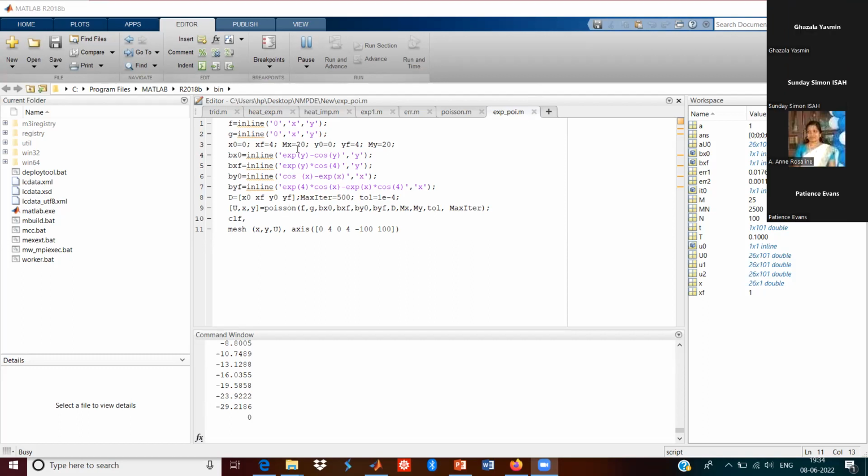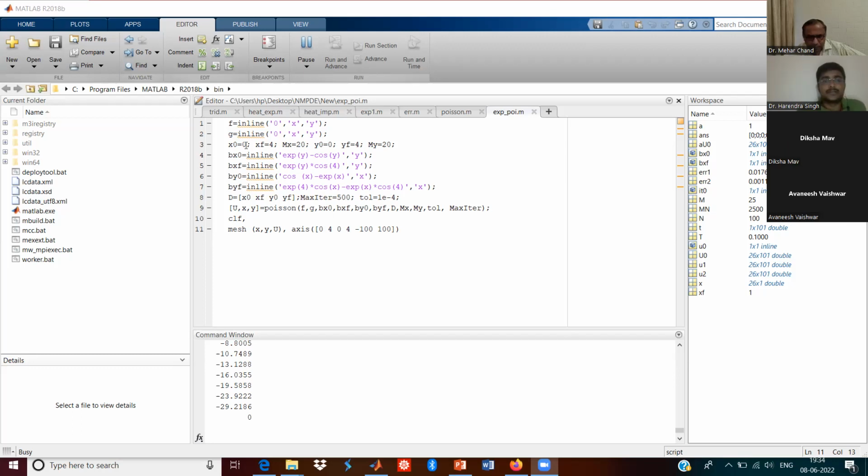I have taken some large values, because this time the x domain was from 0 to 4, and in the previous equation the domain was from 0 to 1. So mx equal to 20 and my equal to 20, that is the mesh size. We are taking small discretization. For a better result, you should always take a small step size. That is, the smaller the value of the step size, the better the result. So I have made the step size small, dividing the x domain into 20 parts and the y domain into 20 parts. So the program is running. Let's wait.